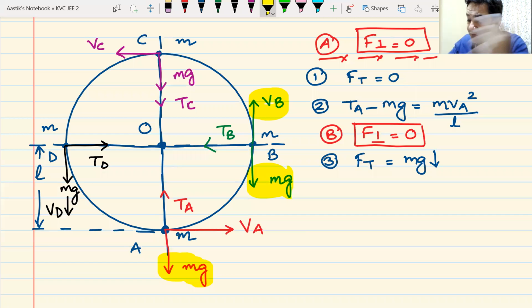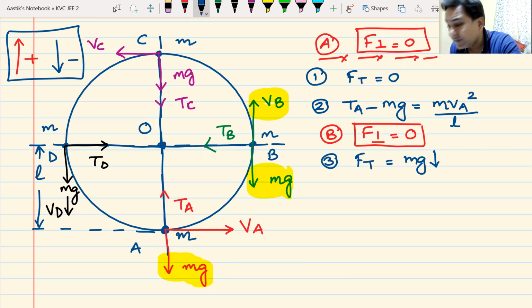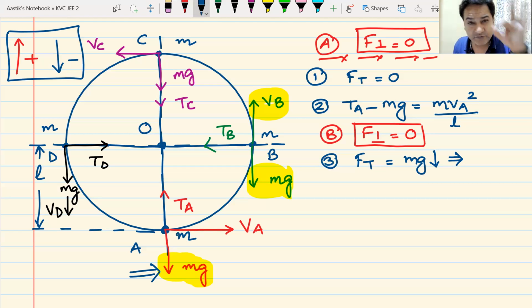If I use the sign convention that upwards is positive and downwards is negative, I can call this weight mg as negative. Here also, we have called this weight as negative. Yes or no? I can call this as negative, but you know that it is downwards, so you don't have to say anything else. From here, you can find out the tangential acceleration. This Ft is mass multiplied by at. So from there, you can calculate the tangential acceleration.